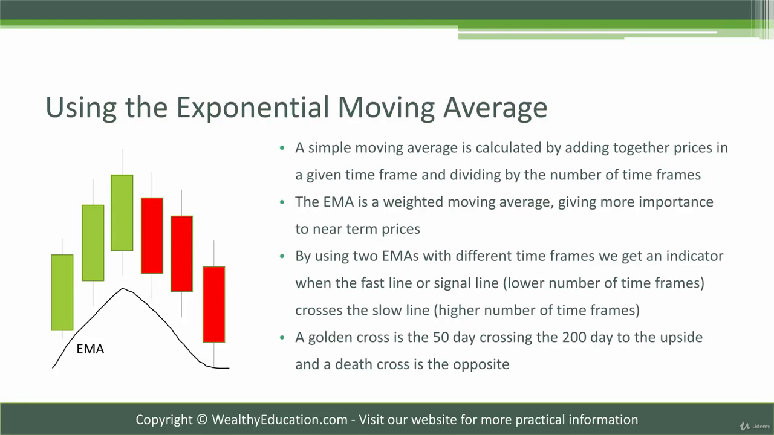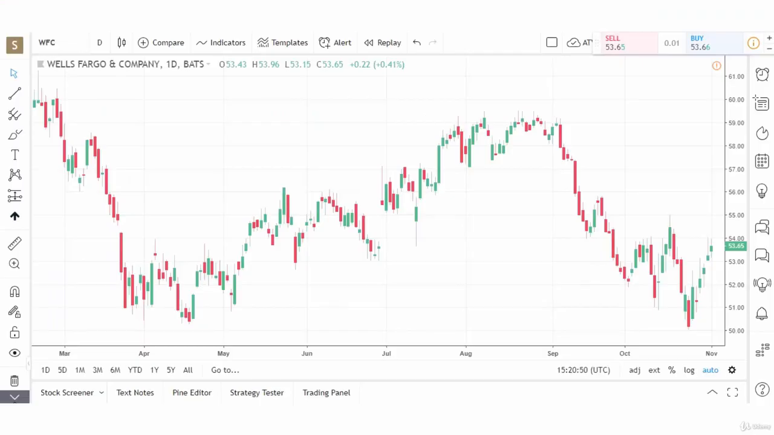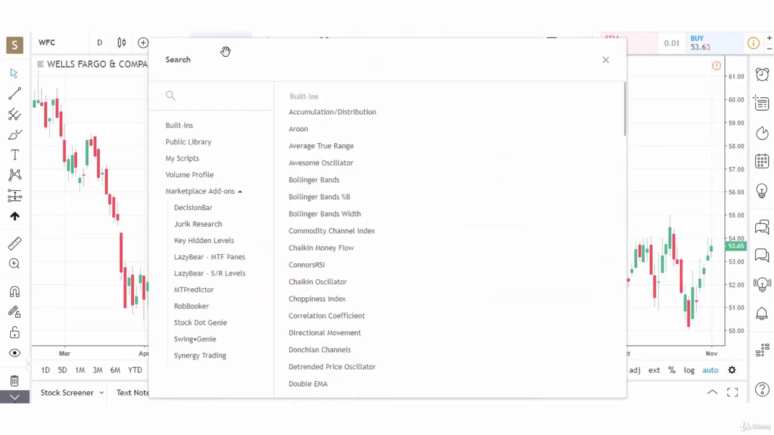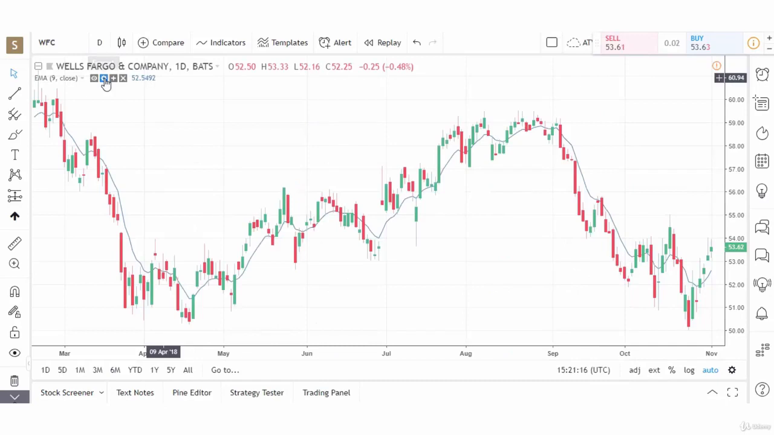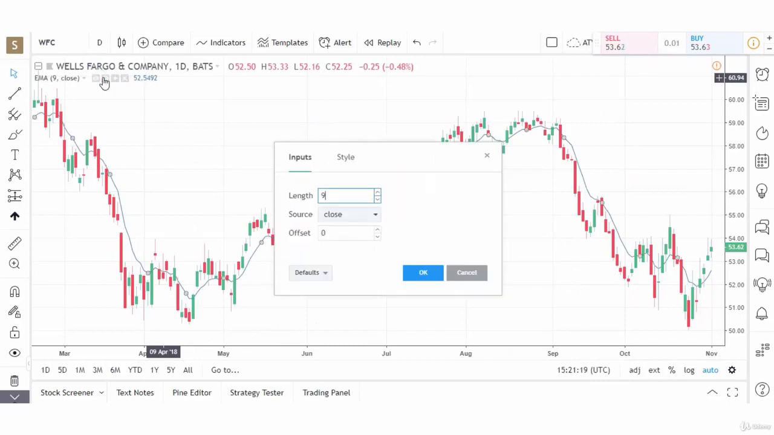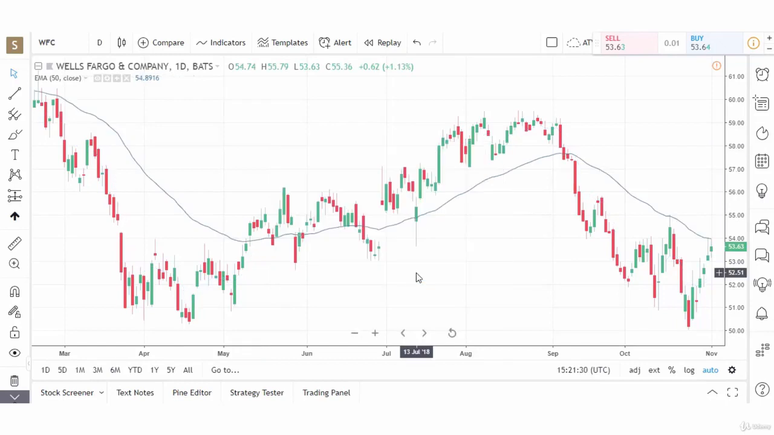So let's look at the EMA on a stock chart. Let's use a chart of Wells Fargo to demonstrate how we will use the exponential moving average. So we type in WFC in the upper left, and that gives us Wells Fargo. We move over to indicators, type in EMA. It comes up as moving average exponential. We're going to click that, go to format, and we're first going to look at the 50-day exponential moving average. So we hit OK, and this brings up the 50-day exponential moving average.